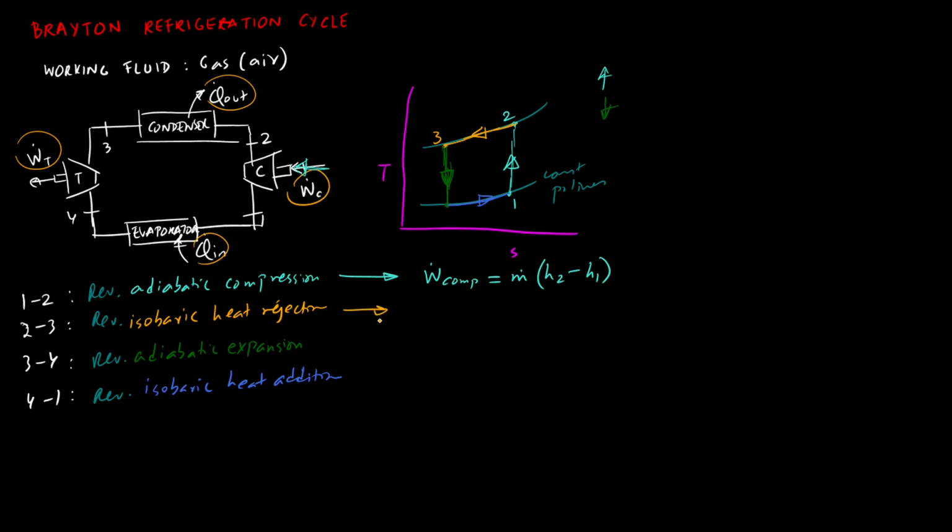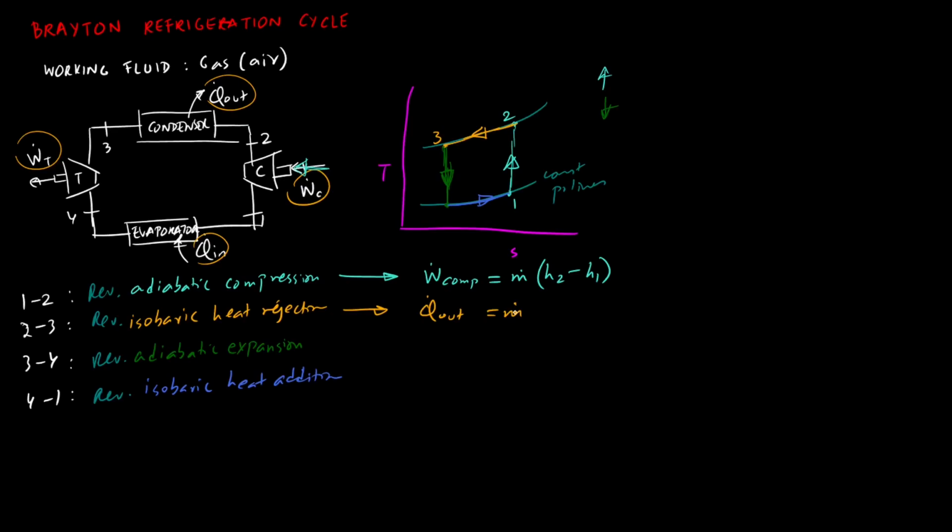Within the condenser, this heat rejection you could write as Q dot out. It's going to be in terms of m dot into, and now because the arrow is pointed outwards, it's going to be initial state minus final state, which is 2 minus 3, so it's going to be H2 minus H3.